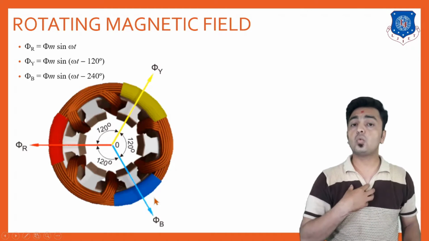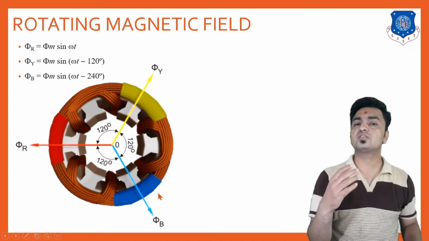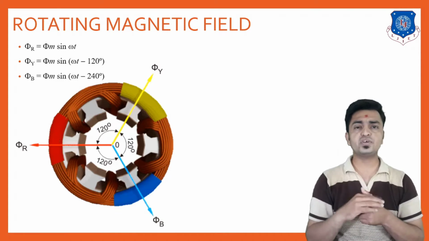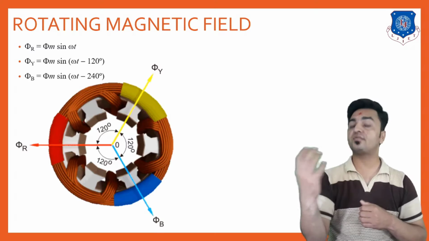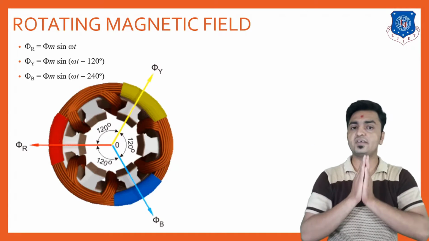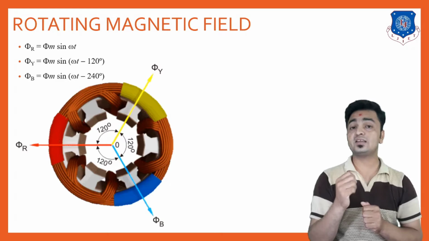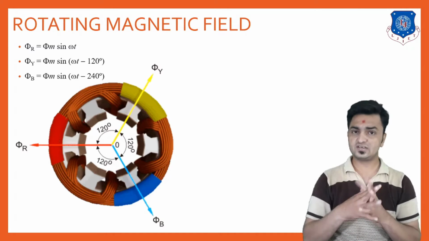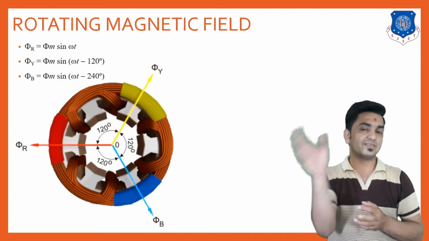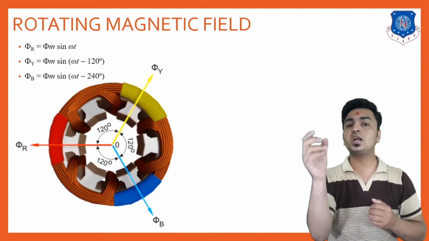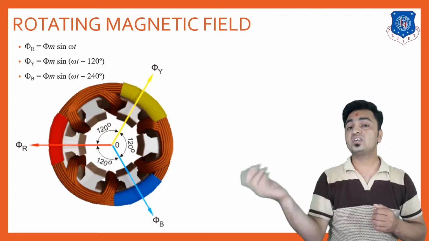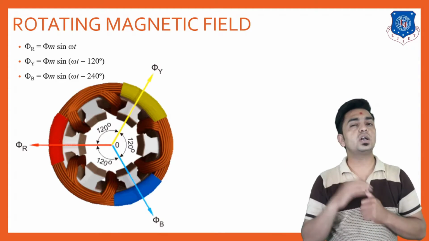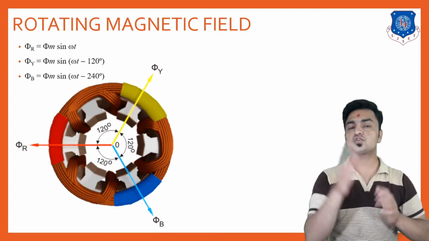When we provide supply to the individual windings, the individual windings will produce individual fluxes. Basically we have three windings, and when these three windings are supplied, they will produce three fluxes. And as these three windings are at a 120-degree angle with reference to each other, these three fluxes will also be at a 120-degree angle with reference to each other.